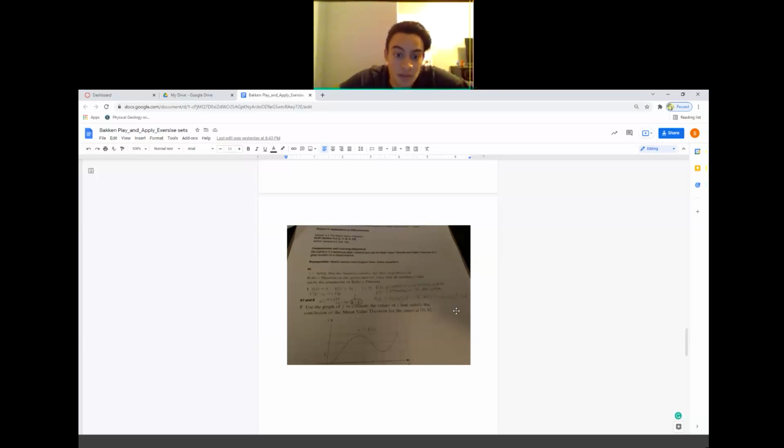0.00146 x cubed minus 0.1155 x squared plus 24.98 x minus 21.2687. So that was part A, to find that equation and then graph it also.